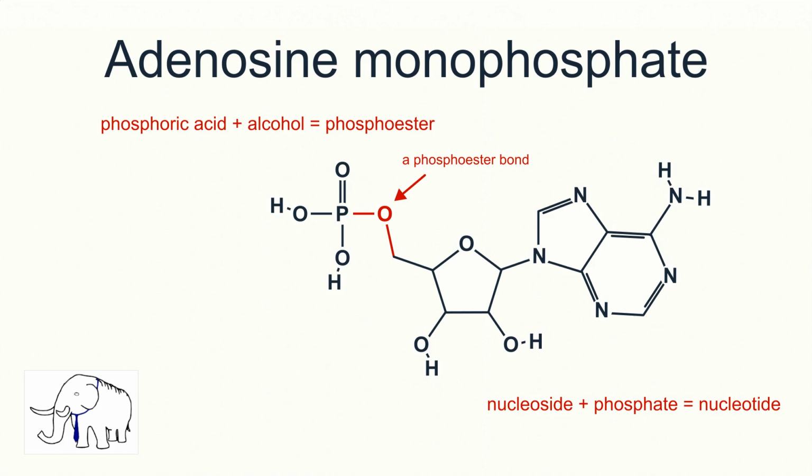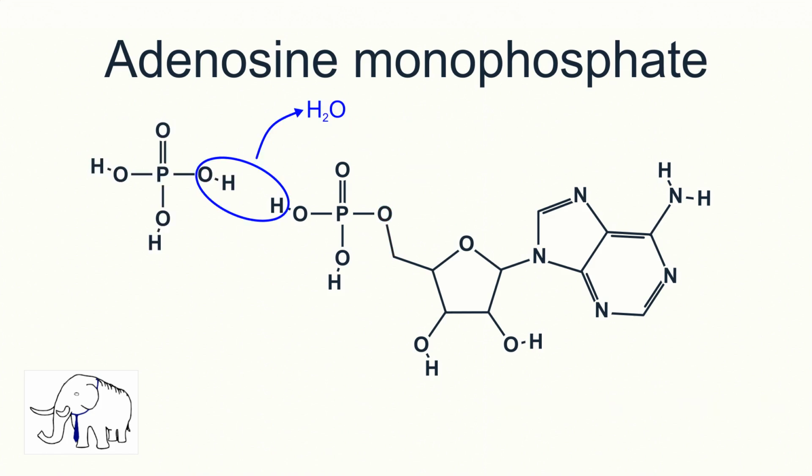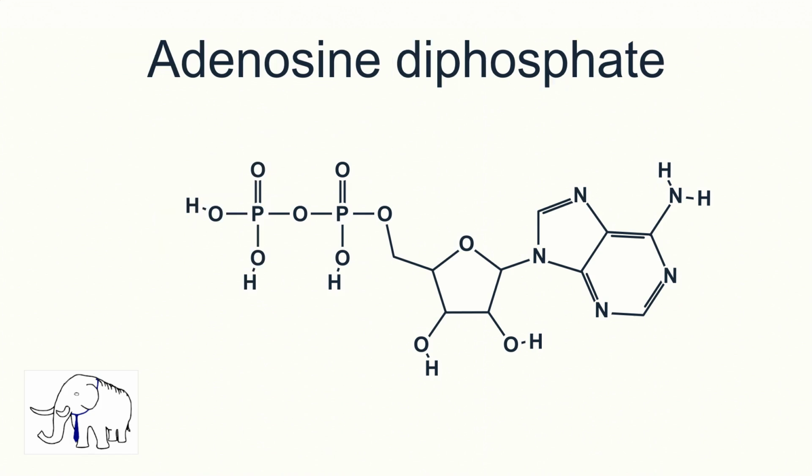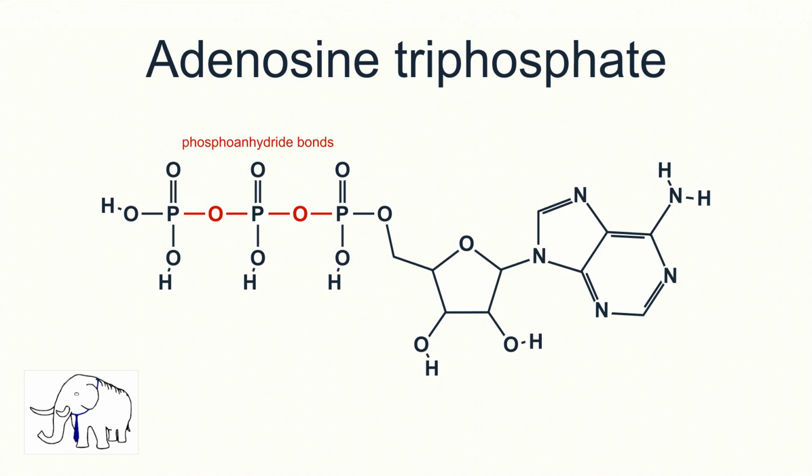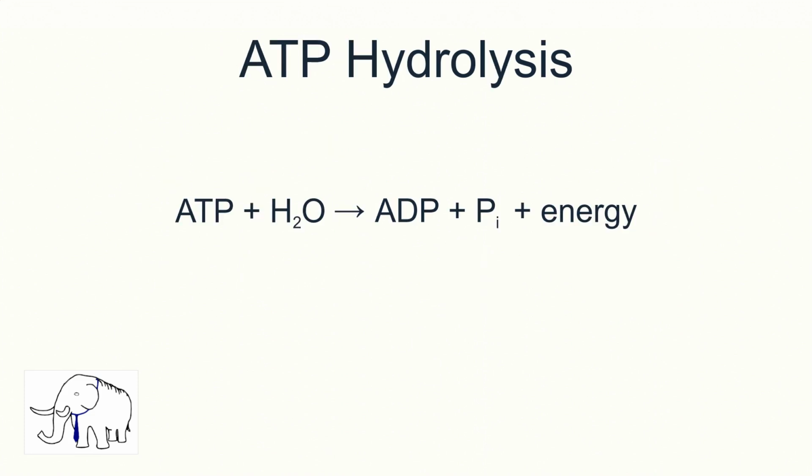We can bring in a second molecule of phosphoric acid, make another condensation reaction. This time we're making a phosphoanhydride bond. And here comes a third molecule of phosphoric acid, making a second phosphoanhydride bond and giving us our old friend, ATP. The phosphoanhydride bonds are the high-energy bonds in ATP.